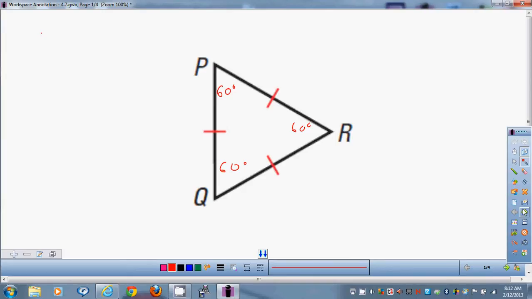Now, let me just give you a hint of what today's going to be. If two sides are congruent, what do you think we can say about their angles? There's going to be two of those angles that are congruent. Very good. Here we go.